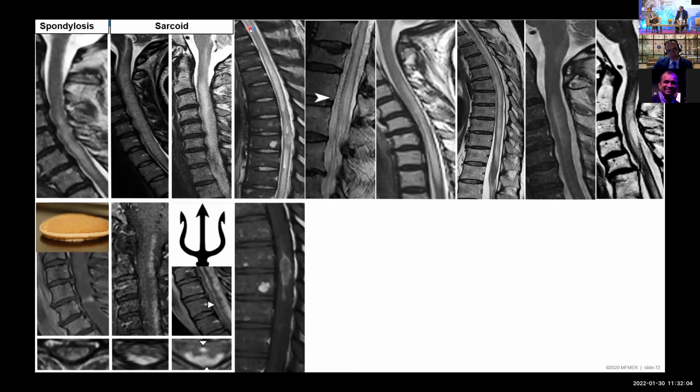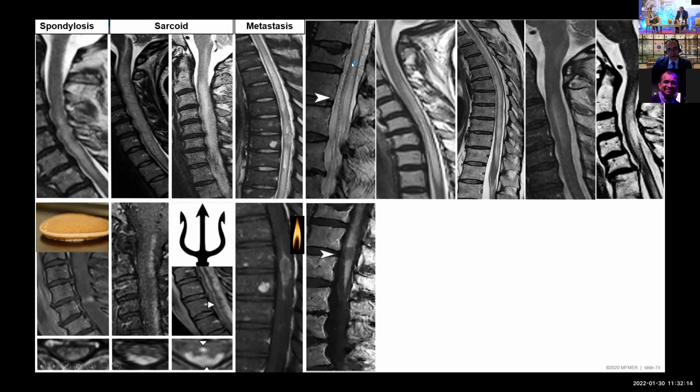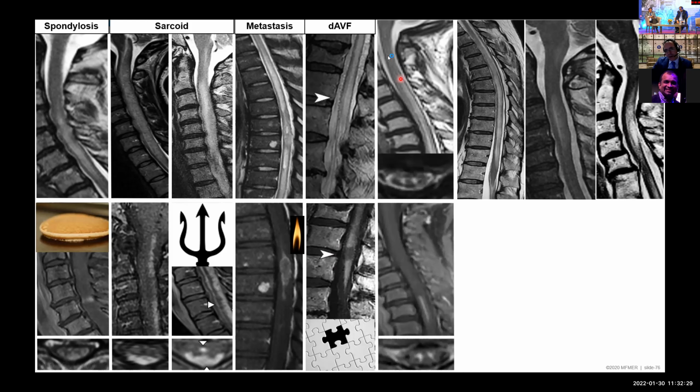Here we see another example of a long lesion, again with an enhancing rim with a flame at the top or the bottom. This is your intramedullary metastasis. Here we have a long lesion within the thoracic cord. We're going to be worried about a dural AV fistula anytime we have a long lesion here. And here you can see this missing piece of enhancement that was consistent with the missing piece sign and dural arteriovenous fistula.